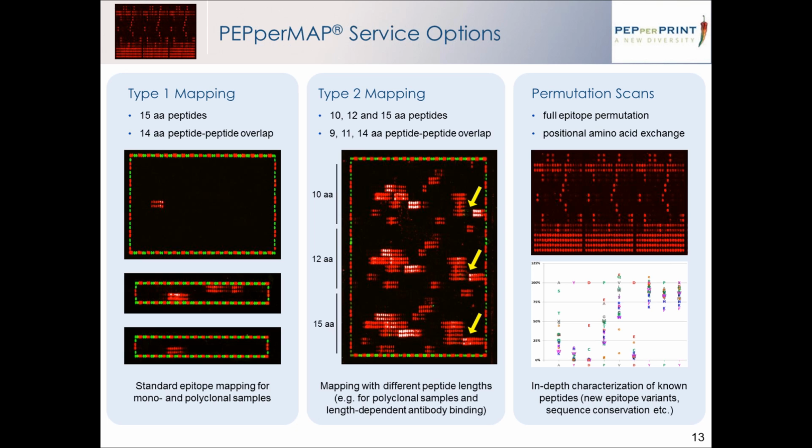In the example here, we used 10, 12, and 15-mer peptides, and the long row of signals in the 15-mer analysis here could be traced back to 2 adjacent motifs in the 10-mer analysis, which you can see here. And if the epitope of an antibody or serum sample is already known, the permutation scan enables the determination of conserved and variable amino acid positions, as well as the identification of new epitope variants. An example of such a permutation scan is shown on the next slide.